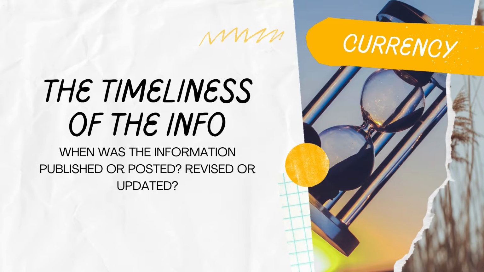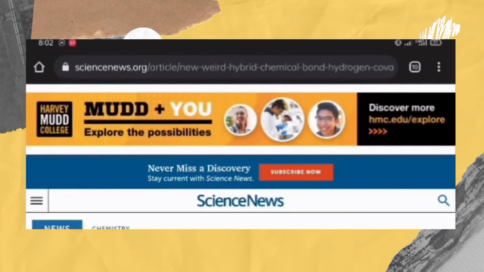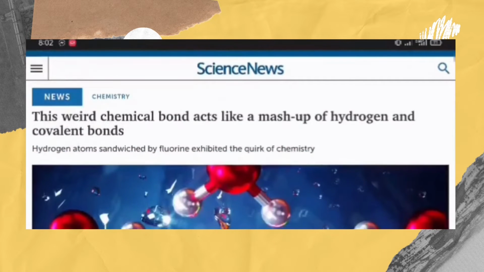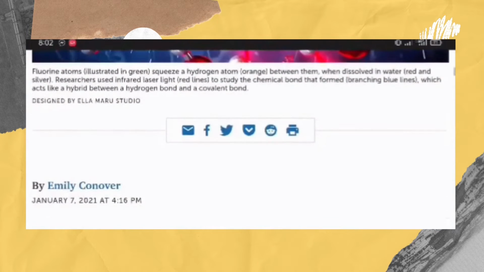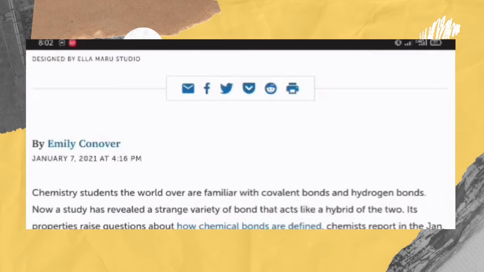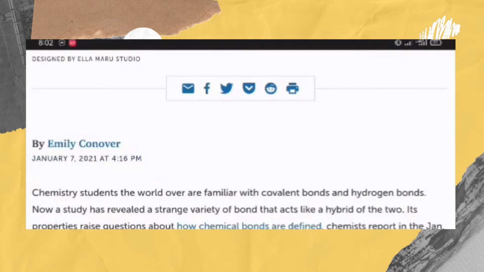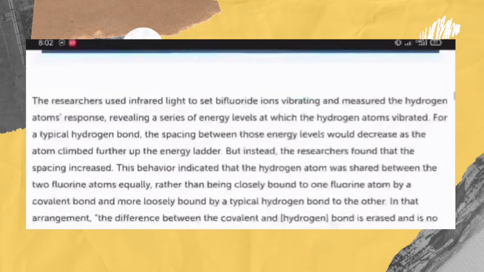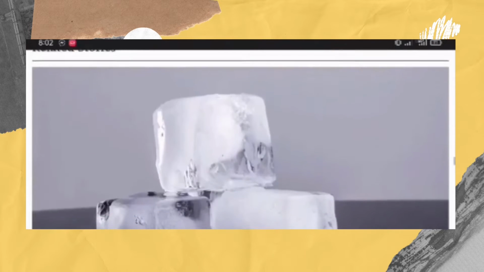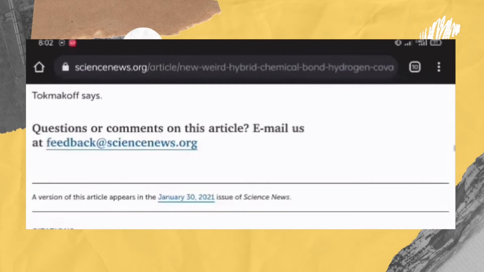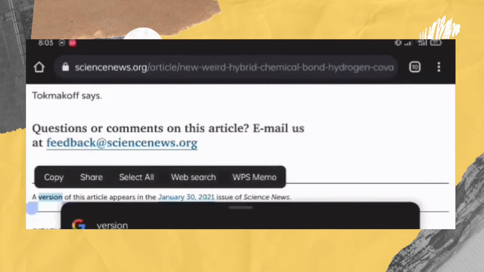Currency. The timeliness of the information. When was the information published or posted, revised or updated? To check how recent the research is, we can check the date near the title or author. To see how recently the website has been updated or when it was published, try looking at the bottom of the page, showing the range of years and where it was published, or the name of the journal.